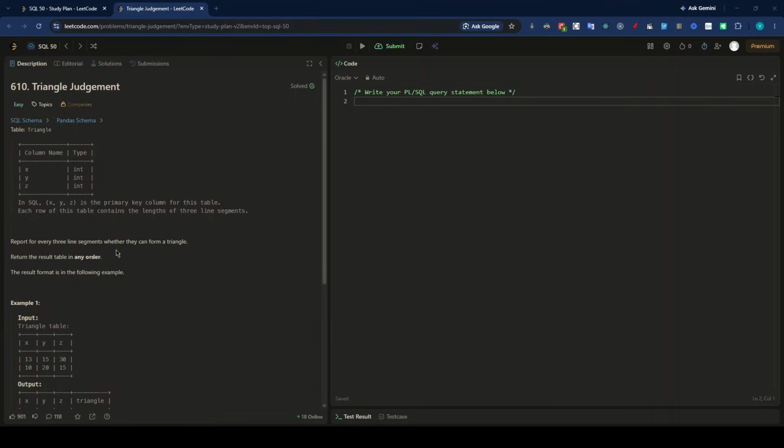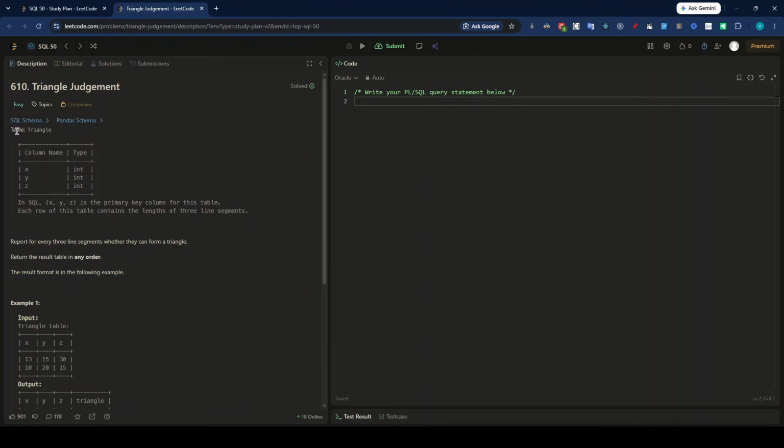So today we are with the next problem in the advanced select and grouping section. The problem is Triangle Judgment, LeetCode 610. This is an easy level problem, guys. And if you see the problem on a high level, it is very small. A small description for the problem.